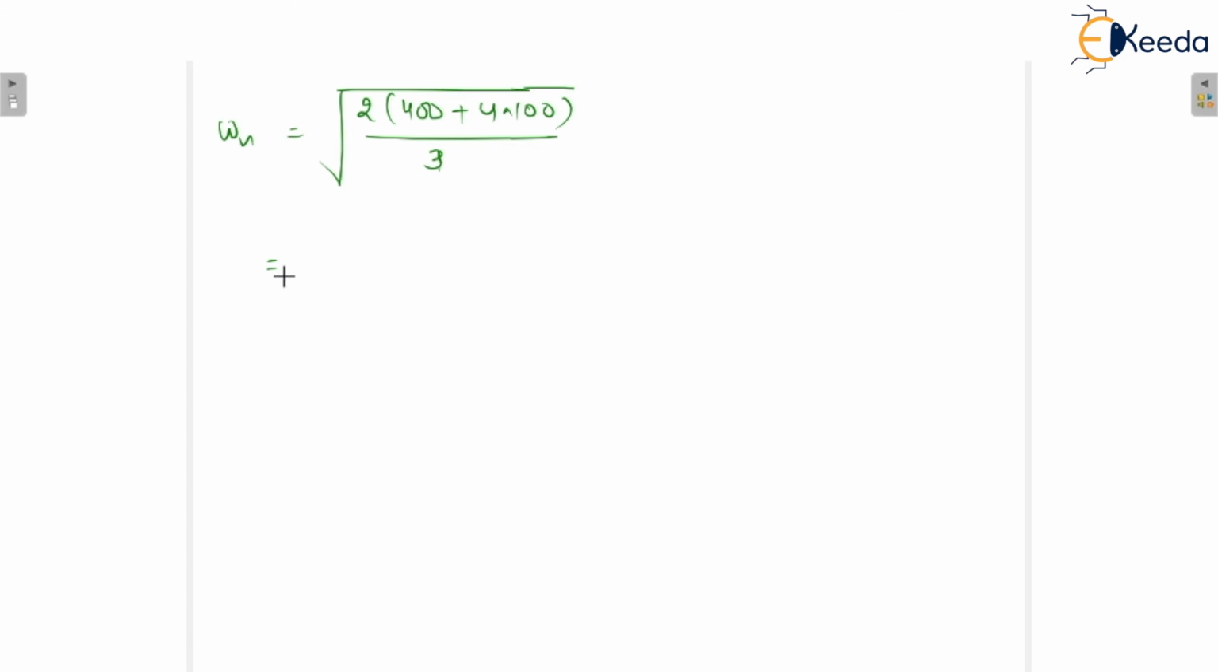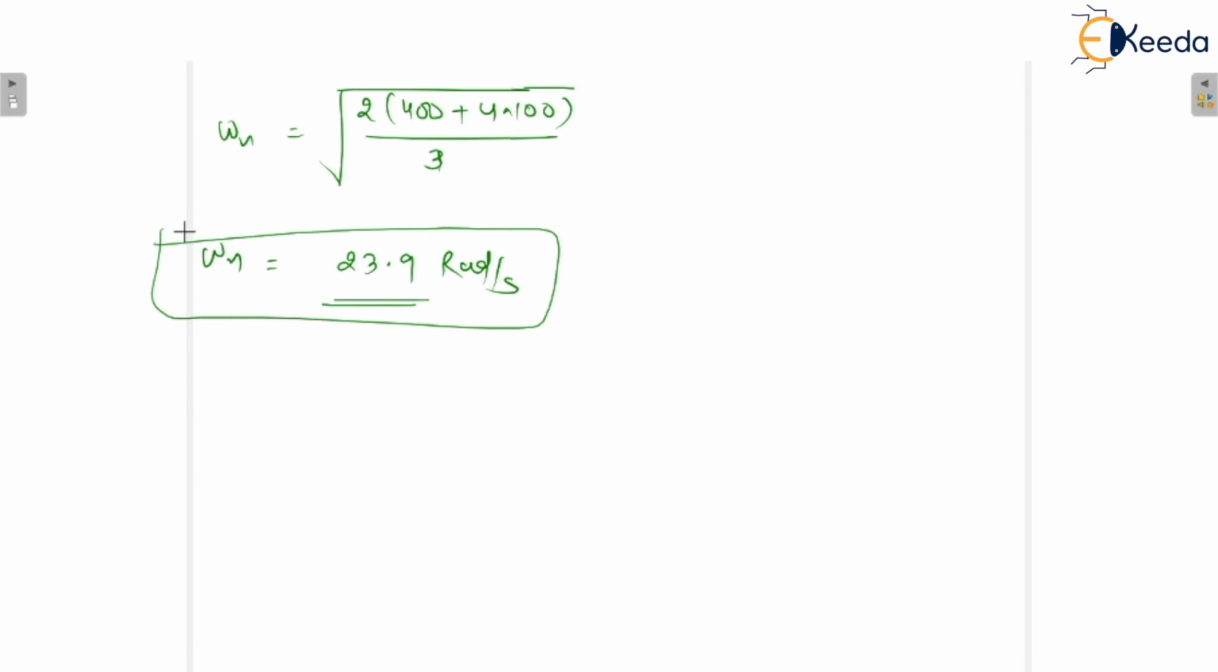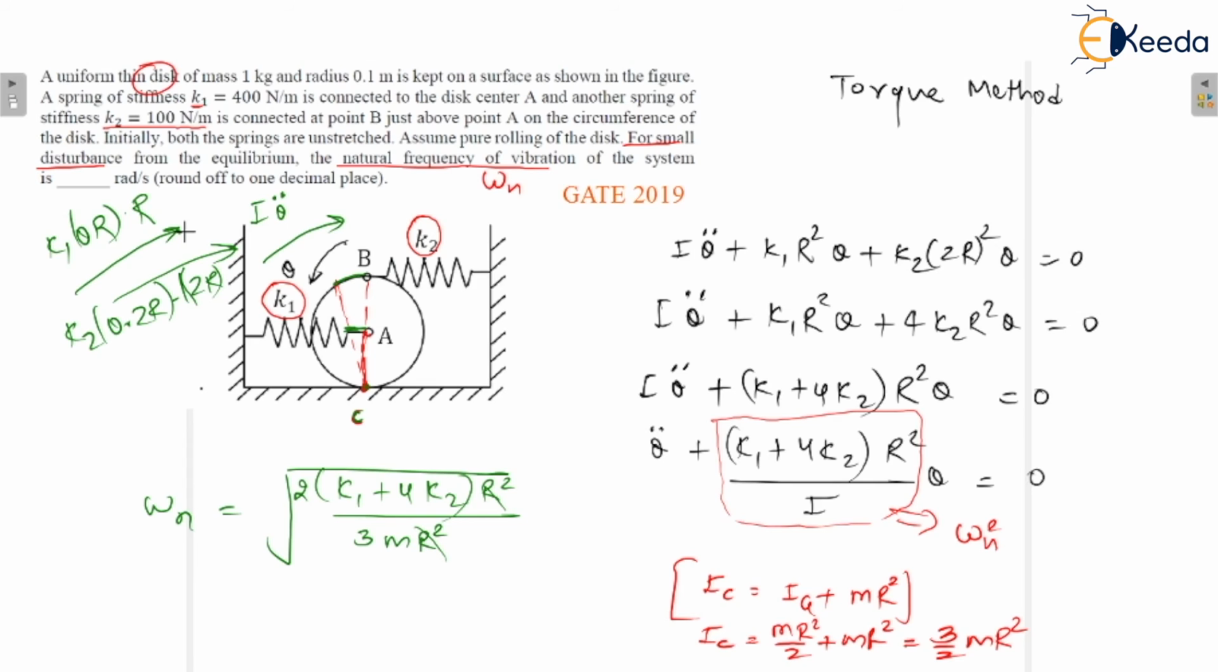When you solve these equations using a calculator, you will get the value 23.9 radian per second, so approximately 24 radian per second. This would be the final answer. However, it is an integer type question, so they will give you a range like 23 to 24. So this is the answer, 23.9 radian per second. I hope you understand the solution of that question. Thank you.